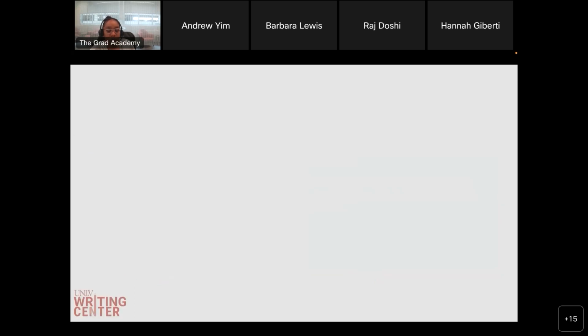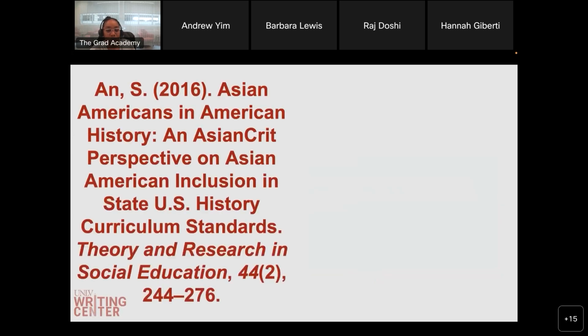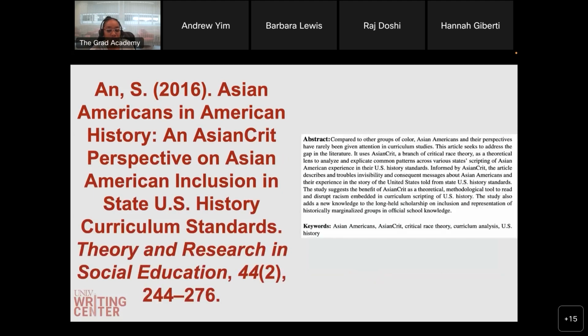So we'll move into the second example then. I chose one about Asian American history, because I know UNLV has a very large Asian demographic. I also know that this specific abstract can cover a multitude of fields, including education, humanities, and social sciences. So here's the abstract.